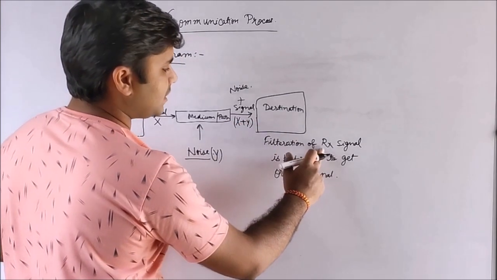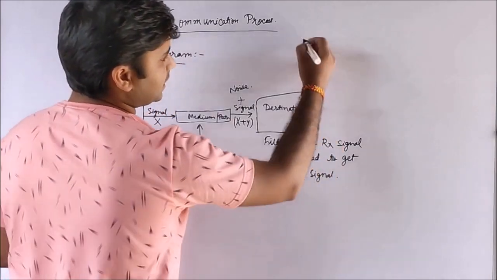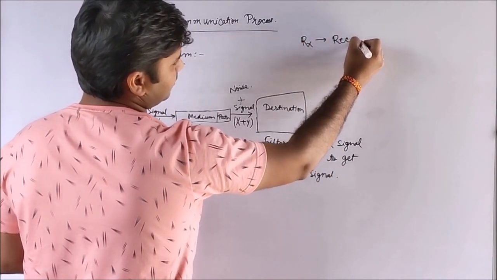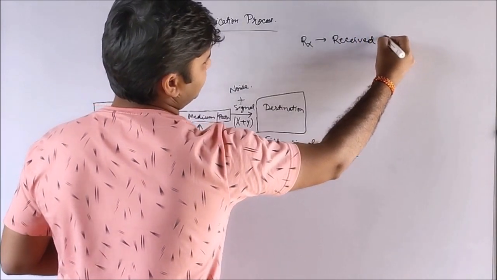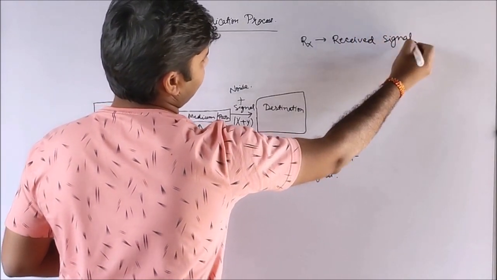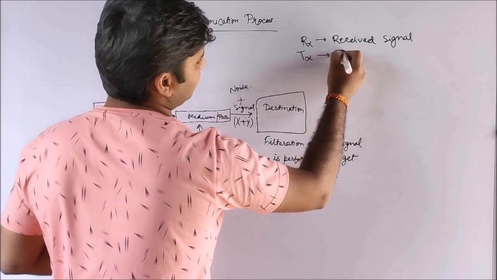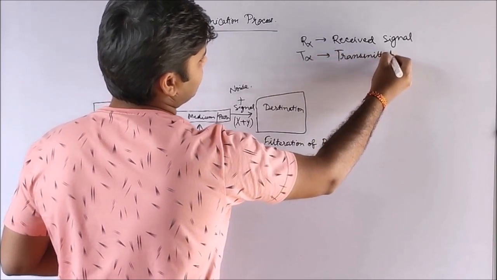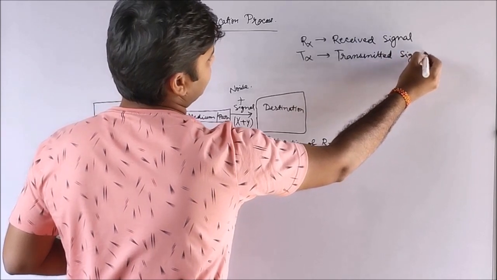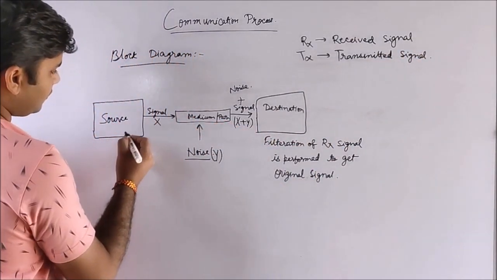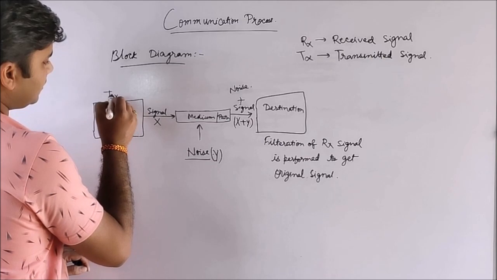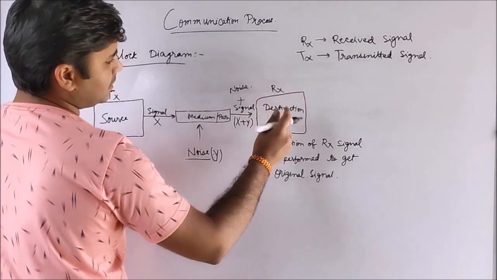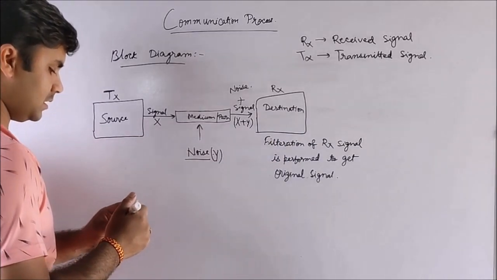So the signal that is reaching here is X plus Y. Here filtration of the received signal. Rx stands for received signal, Tx stands for transmitted signal. So it is transmitting the signal, the source, and this is receiving the signal, the destination.